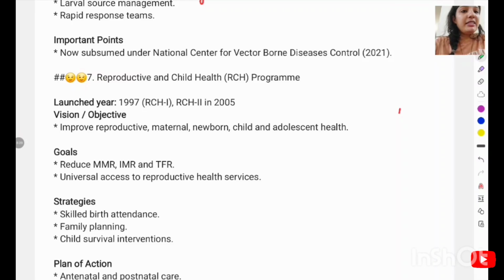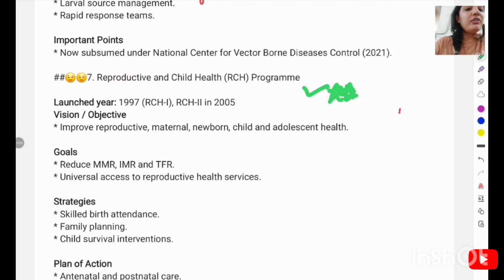Next program is the Reproductive and Child Health Care Program. Okay, this is also one of the important programs. It is also a very small program. Maybe it will not come for 10 marks, but MCQs can be asked because it is an important program. It was launched in 2 phases. First is RCH1 in 1997, and second is RCH2 in 2005.